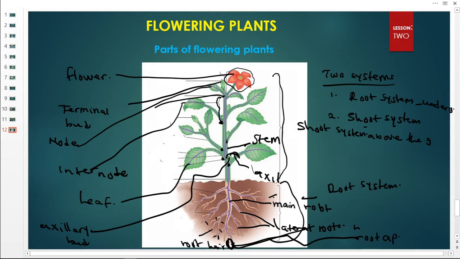Therefore, those are the parts that make up a flowering plant. We have a flower. This one is the terminal bud. We have a node, then the internode. We have a leaf, then the axillary bud, then the axil, the stem, the main root or taproot, lateral roots, and root hairs.